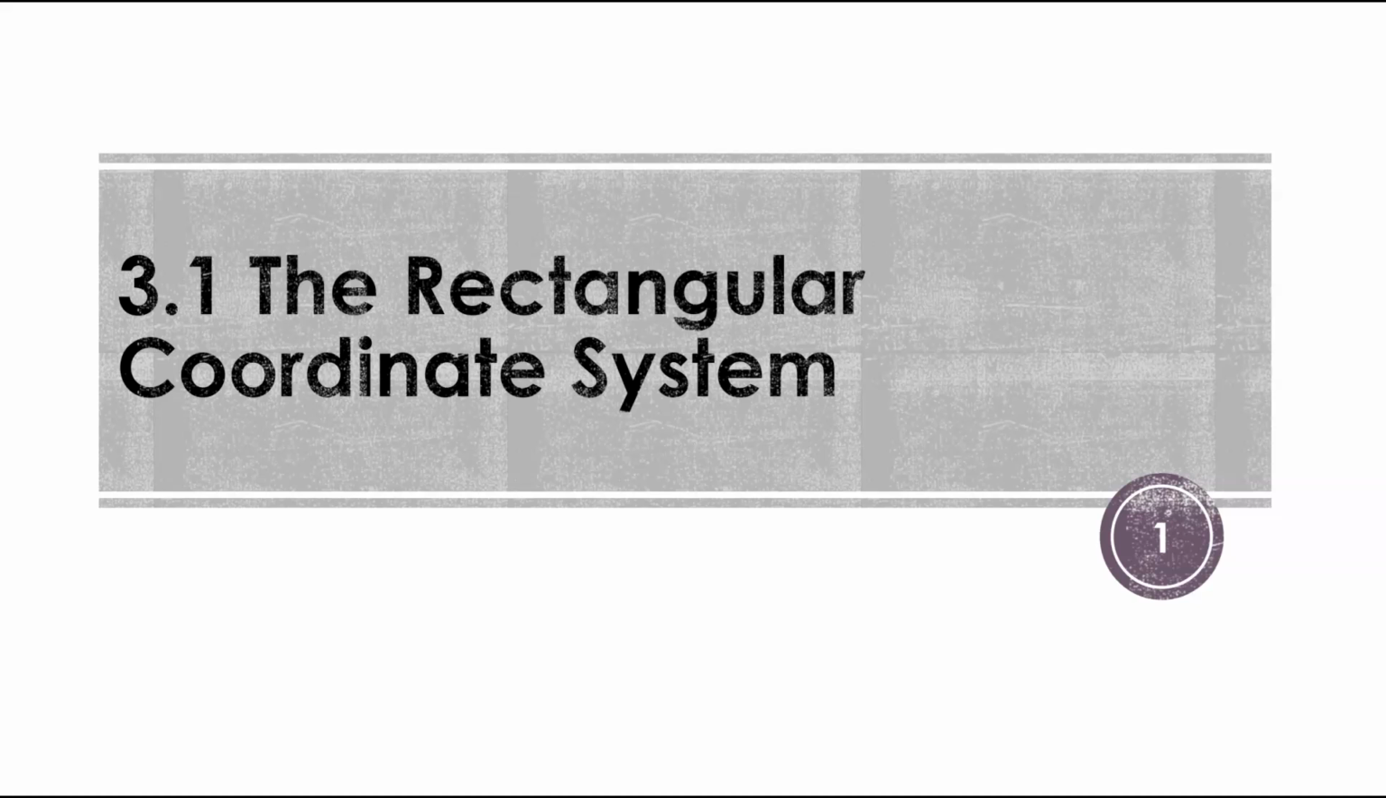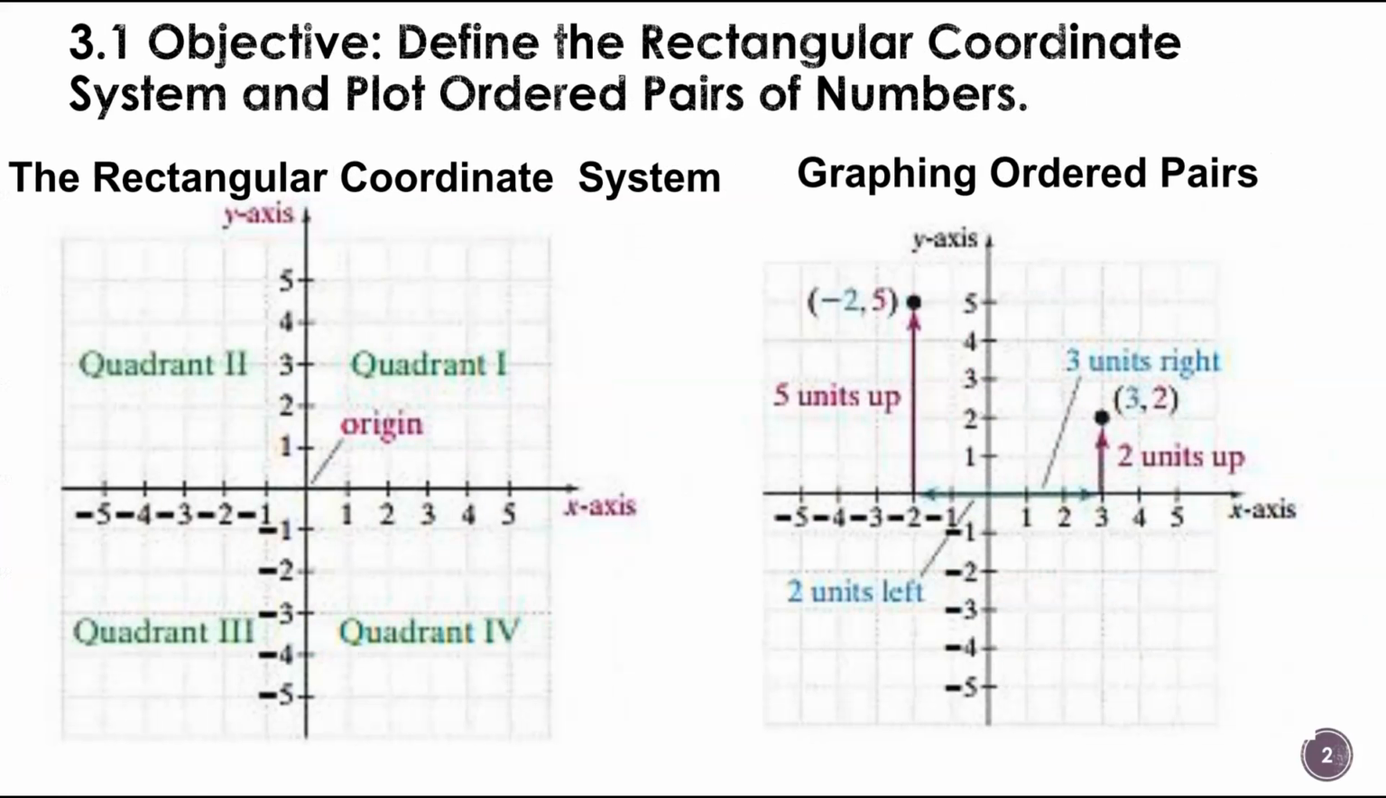Hi everyone. In this section we are talking about the rectangular coordinate system, and you may have heard about this before. But anyway, there are some things that we need to talk about. First of all, the rectangular coordinate system, as you can see in the picture, is just a grid where we can graph things. It has an x and y axis.